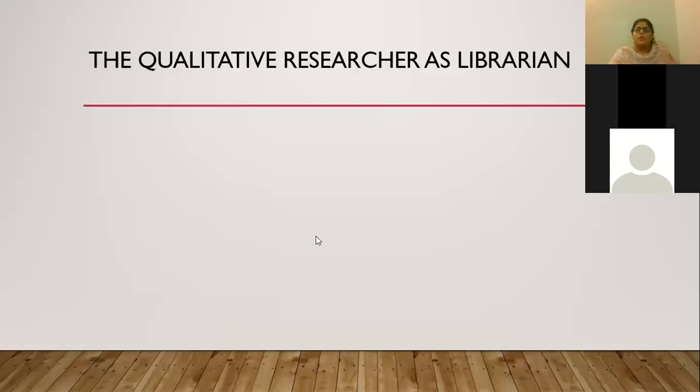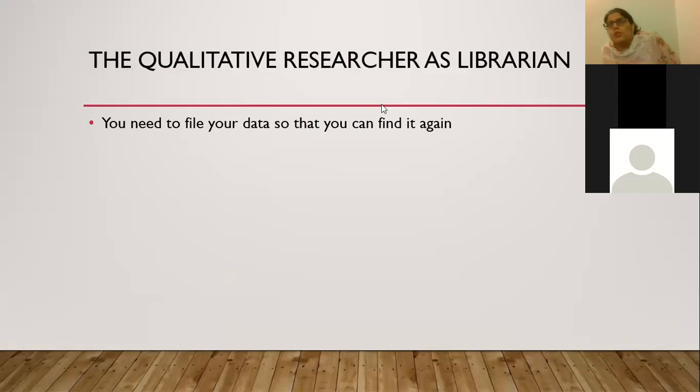All right. So the qualitative researcher works as a librarian. What you have to do is basically tag your data. You need to file your data, okay? So that you can find it again. As a qualitative researcher, you have a lot of data, right? So you have interview transcripts. That means you have hundreds of thousands of words. Now, how do you organize it? How do you arrange it in a way that you can easily find it again? So you need to file it. You need to organize it in a proper way so that it's easy for you to find it.